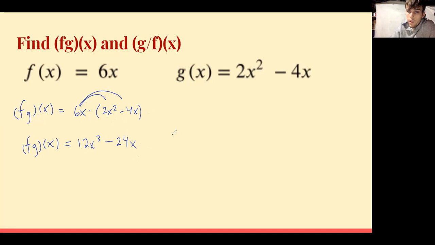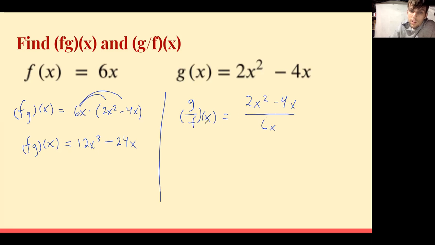So there we go. Now the quotient, it says g over f. So g on top, f on bottom of x. So that's going to be 2x squared minus 4x all over 6x. Now, if we were talking about the domain of a function like this, we would want to make sure we don't include any values that would make our denominator equal to 0. So x equals 0 would be excluded from our domain. x cannot be equal to 0.